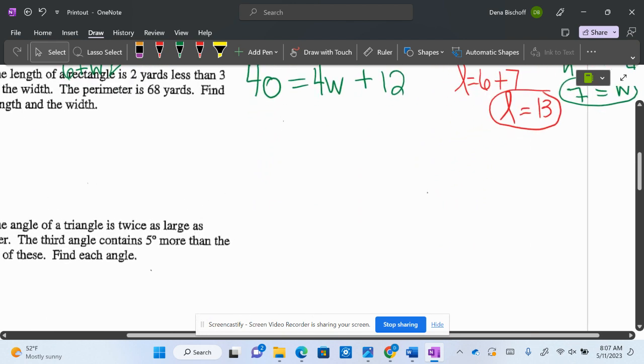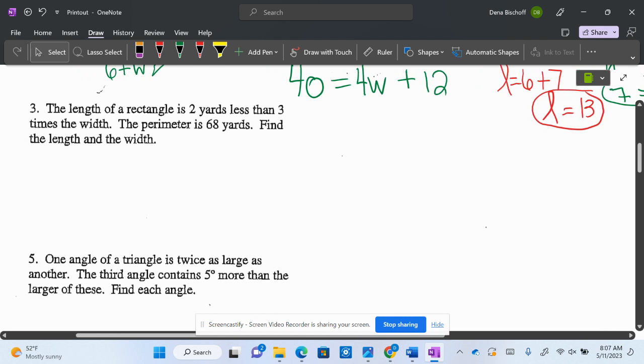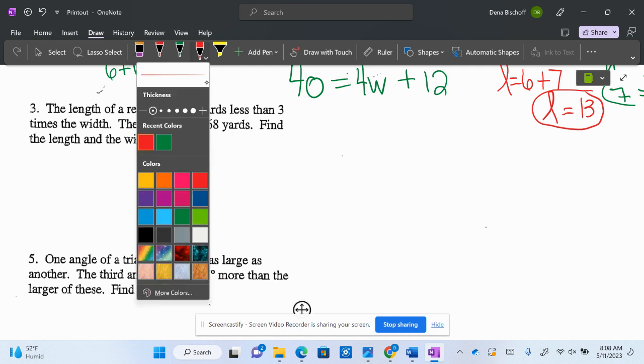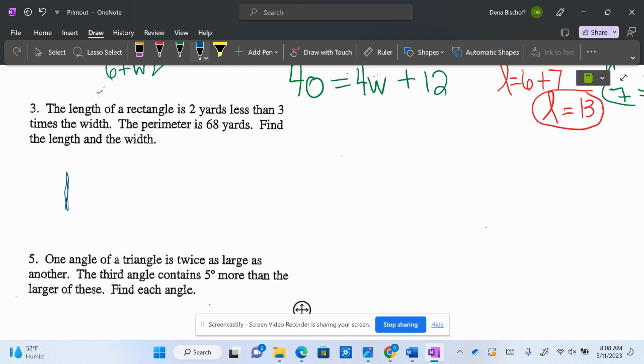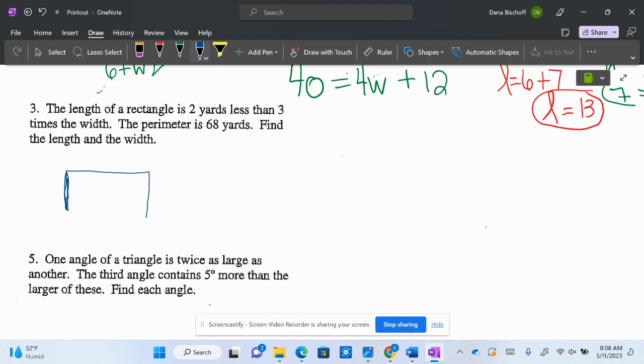Okay. So next one says the length of a rectangle is 2 yards less than 3 times the width. The perimeter is 68. Find the length and the width. So what should we start with? Say again. Yeah, let's just draw a rectangle. I need to make that a little bit thicker, I think. Okay, so here's my rectangle. One side is going to be W, one side is going to be L. What do we know about the perimeter?